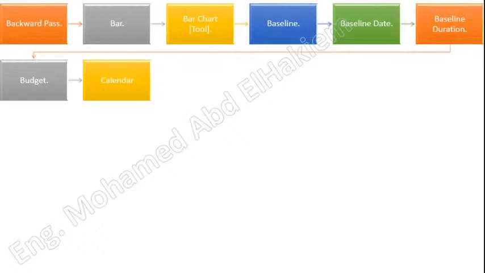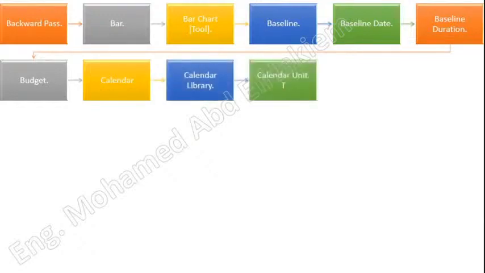Calendar library. A set of calendars that can be applied to the various schedule activities and resources. Calendar unit. The smallest unit of time used in scheduling the project. Calendar units are generally in hours, days, or weeks, but can also be in quarter years, months, shifts, or even in minutes. Change control. Identifying, documenting, approving or rejecting, and controlling changes to the project baseline.